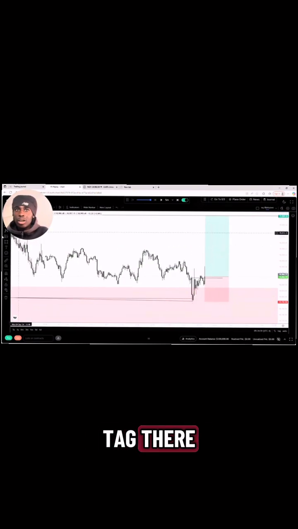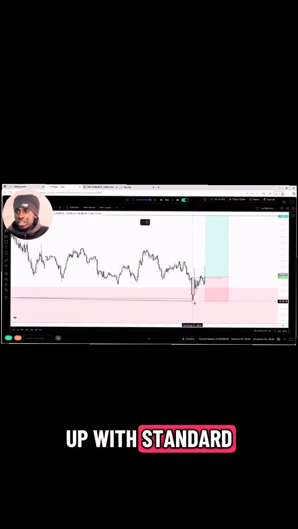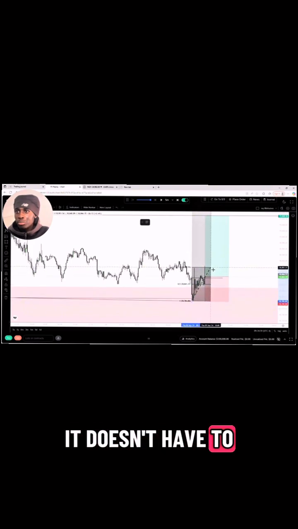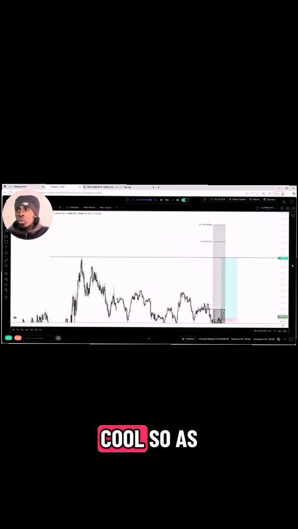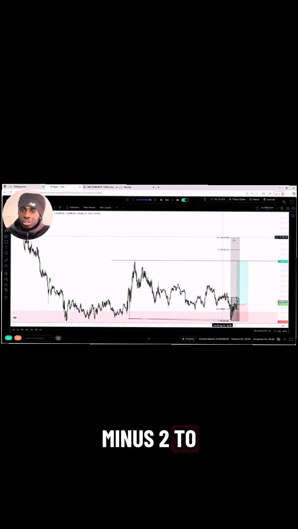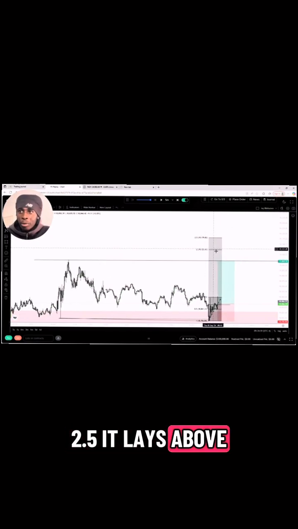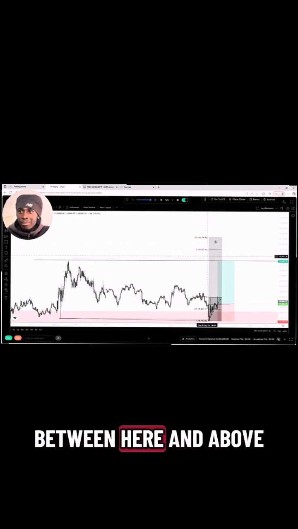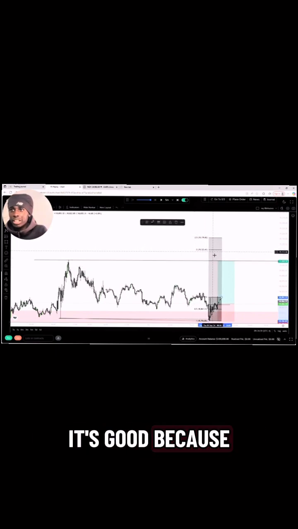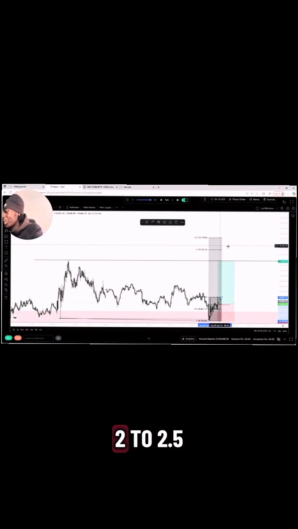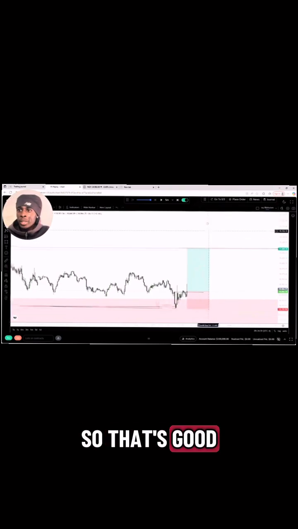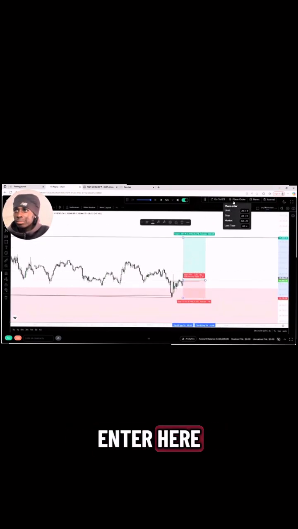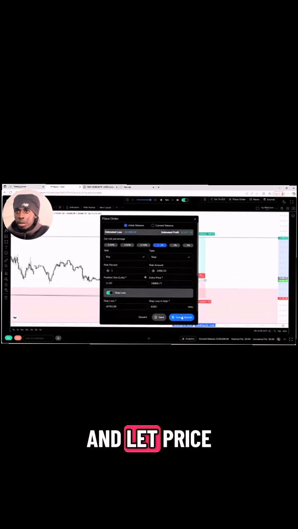Put a price tag there. We're gonna see if it matches up with standard deviation as well. Bear in mind, it doesn't have to, but if it does, it's better. Cool. So as you can see, -2 to 2.5, it lays above, so that's better. Obviously, if it's anywhere between here and above, it's good because it's gonna retrace to the -2 to 2.5, so that's good. Now we're gonna enter here and let price do its thing.